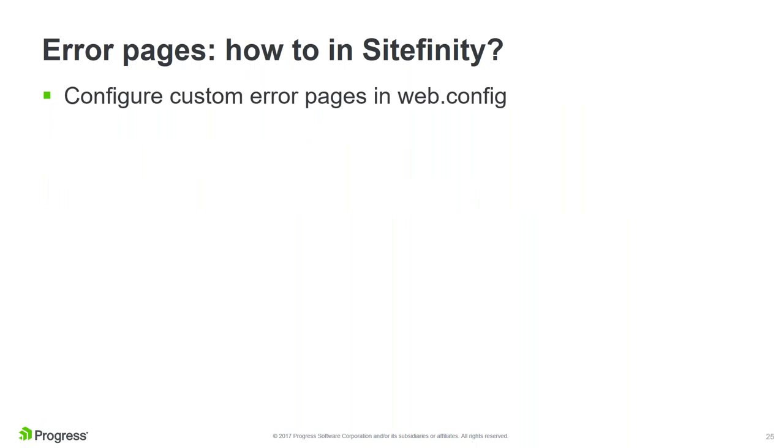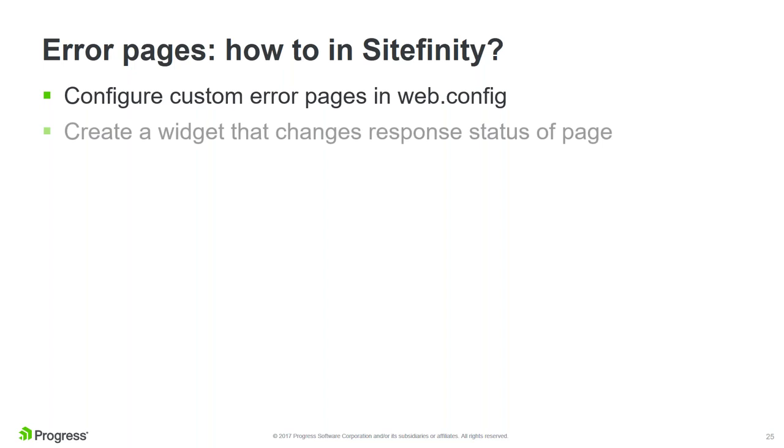First of all, we need to configure custom errors in the web config. The documentation on sitefinity.com under the docs area is really good and really thorough. There are a few things you need to take into consideration. You can't just do the custom errors; you have to do a couple of other steps as well. You need to create a widget, if you're a developer, that changes the response status of a page. If you're going to use a Sitefinity-based page as the error page, you need to have a widget on the page that's changing the response code to 404 or 500 or whatever the error is that you're handling.